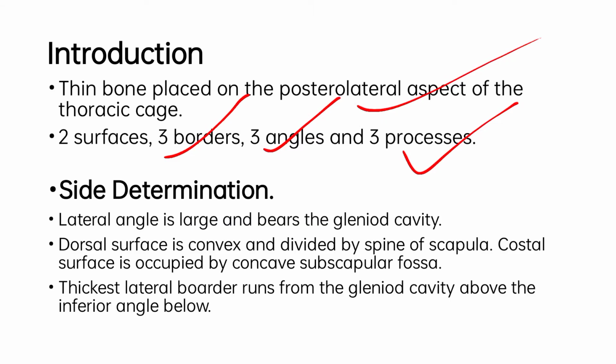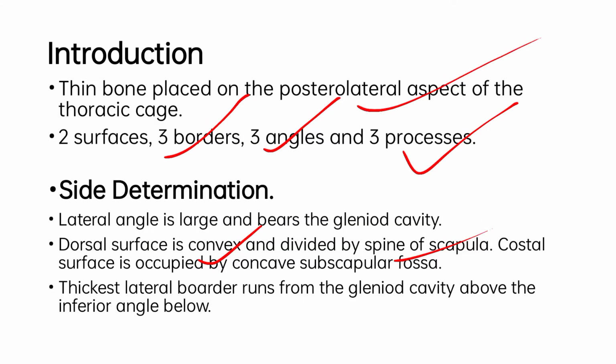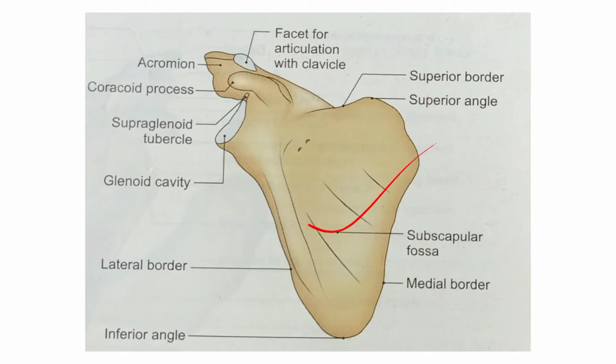Dorsal surface means posterior surface is convex and is divided by spine of scapula. This surface is dorsal and it is divided by spine of scapula. This is spine of scapula. Now, costal surface which means anterior surface is occupied by concave subscapular fossa. This is the anterior means costal surface, it is concave and has subscapular fossa. This area is subscapular fossa.